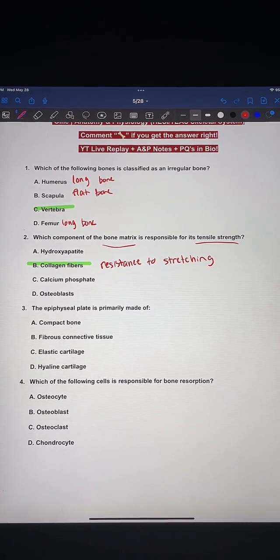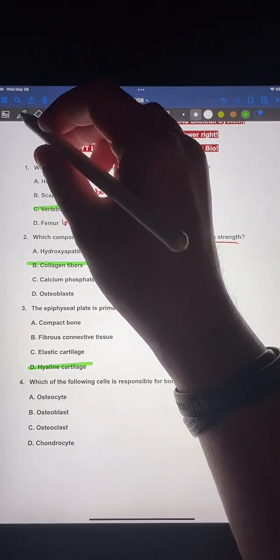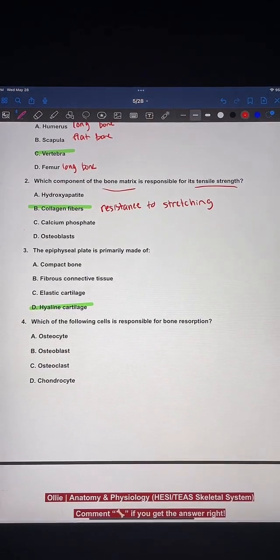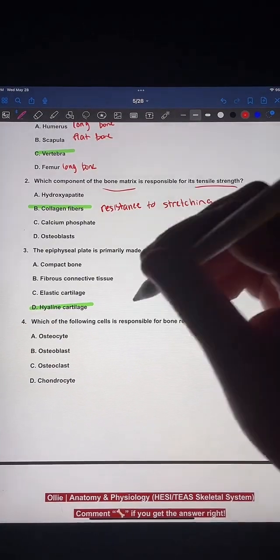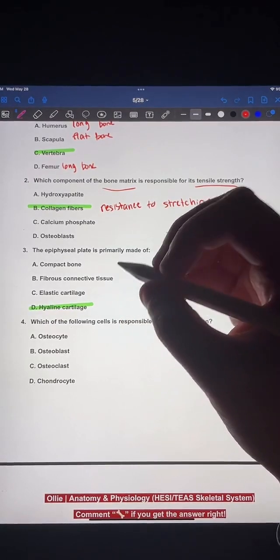The epiphyseal plate is primarily made of hyaline cartilage, answer choice D. If you got that right, put a bone down in the comments. So the epiphyseal plate is made of hyaline cartilage. They make up the growth plates, which is where our longitudinal bone growth occurs.